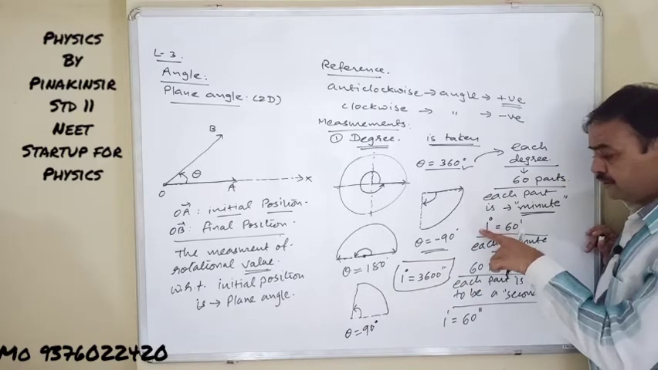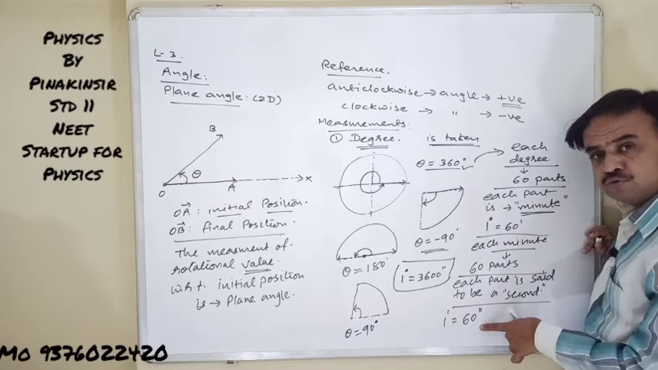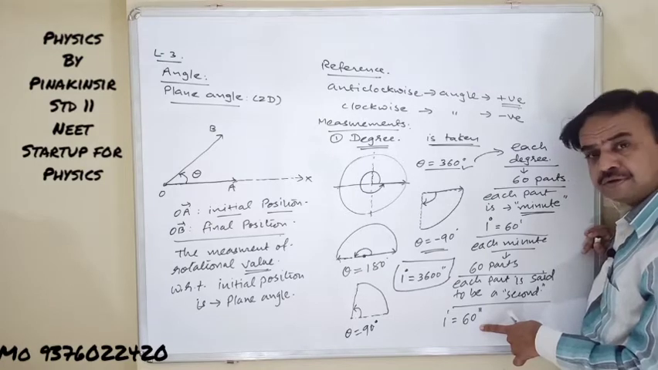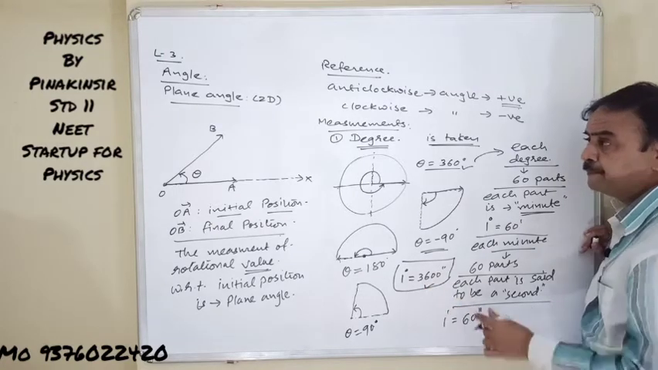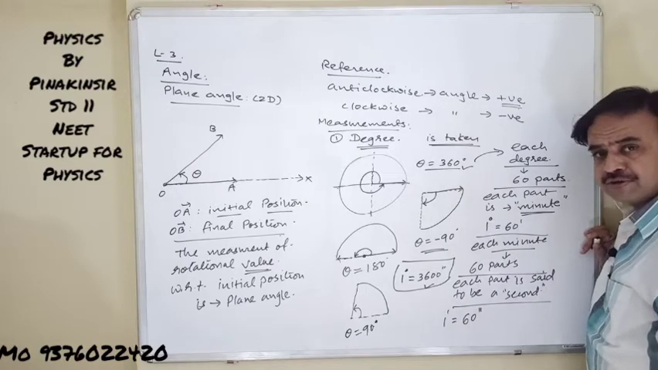Because 1 degree is having 60 minutes, and each minute is having again 60 parts, then the total parts of a degree in seconds will be equal to 3600 seconds. Okay, this measurement is used in general practice.